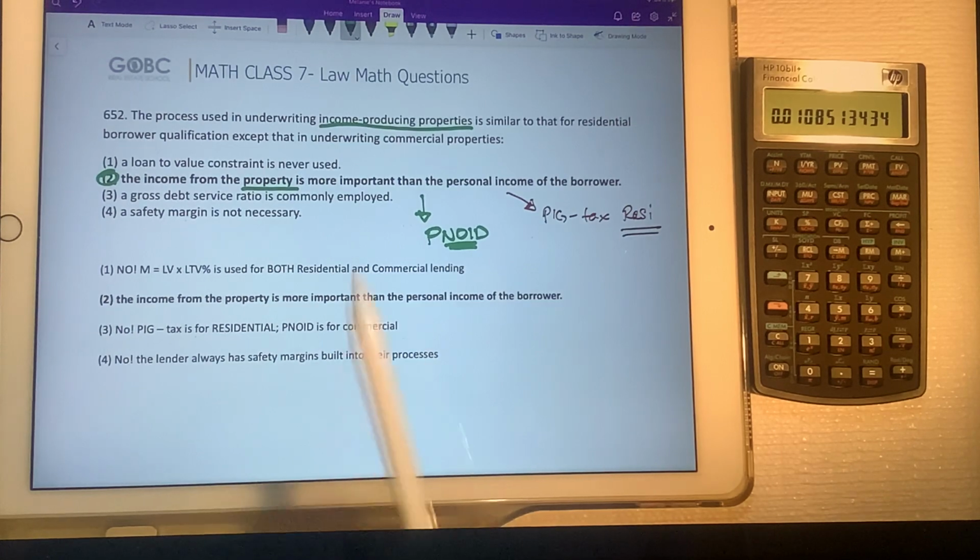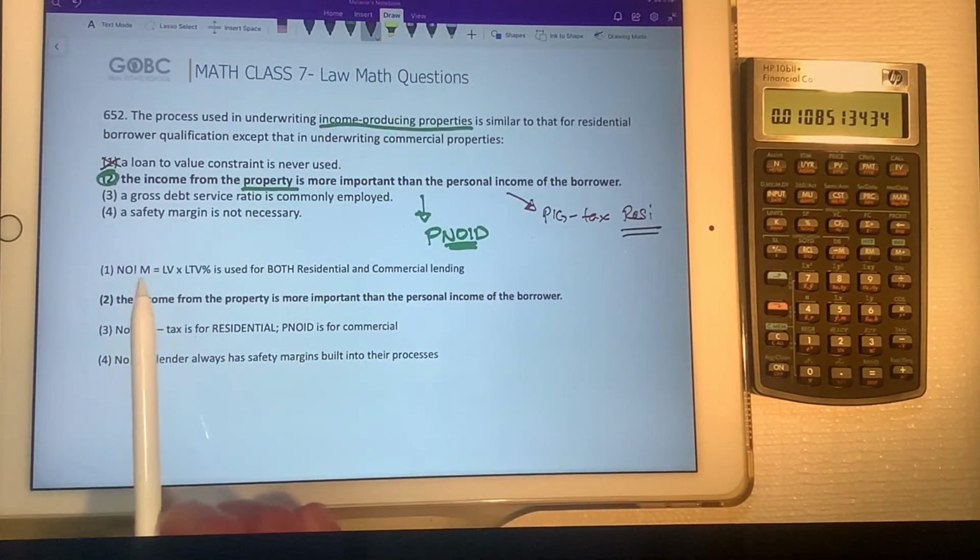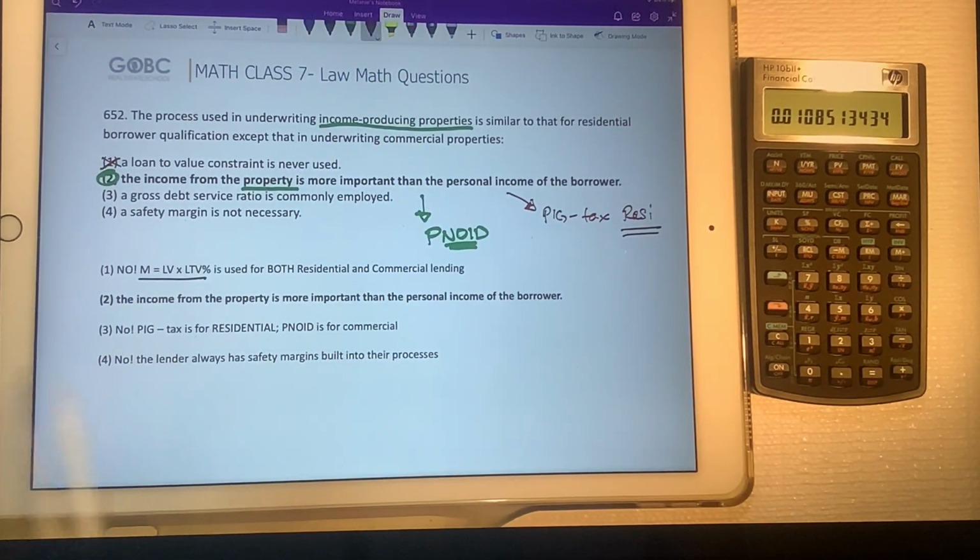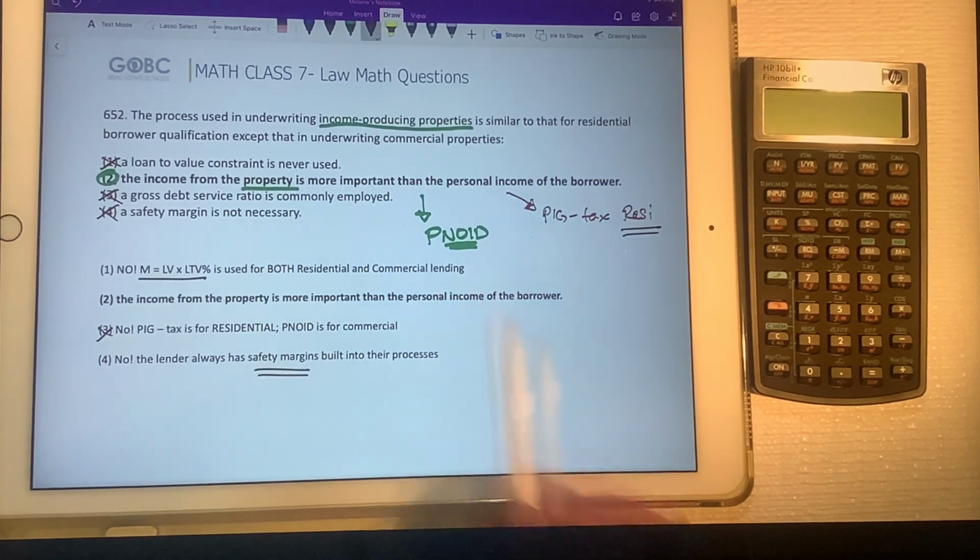Okay, so the loan-to-value constraint is used in commercial because we use the same formula. The PIG minus tax is used for residential. That's why number 3 is incorrect. And the lender always uses safety margins. That's what they use in all of the formulas that you have. So the DCR, the gross debt service ratio, and that loan to value ratio. So they always put safety margins in and decide what kind of risk they want to actually take when lending to a borrower.